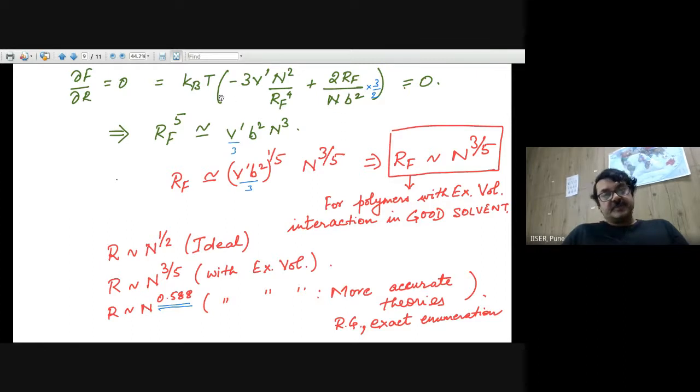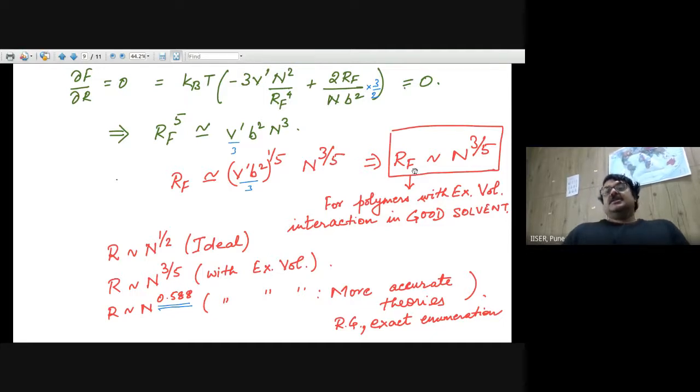If we just adjust the terms, there are only two terms, one with a negative sign, one with a positive sign. What you get is R_F to the power 5 is v', basically all the constants, the prefactors and excluded volume, all clubbed inside v', times b squared into n cubed. So R_F, the Flory radius, essentially goes like some constant, v' b squared, and if you keep these three terms, this 3 will also remain, to n to the power 3 by 5.